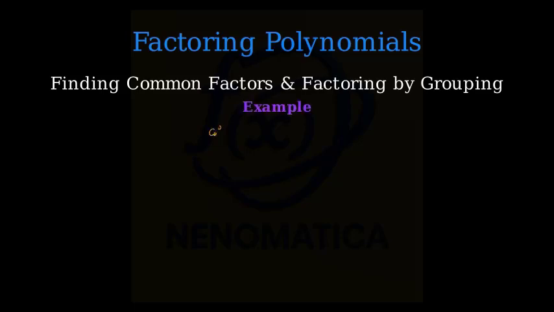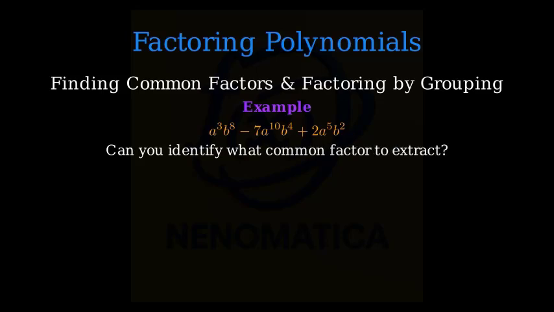We need to factor the expression a^3 b^8 − 7a^10 b^4 + 2a^5 b^2. Before we continue, I want you to take a moment to think about what common factor we might be able to pull out from this expression.